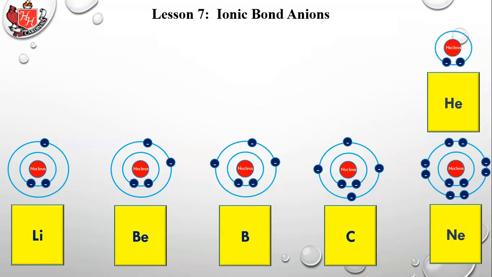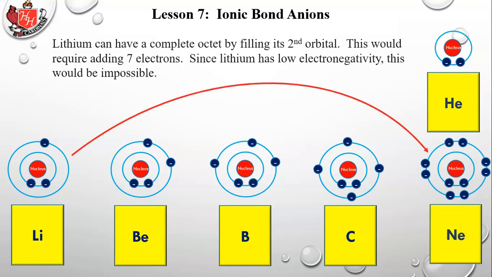So let's take a more detailed look at that and be sure we really have this concept understood. Lithium, which is way over on the far left side of the second period, second row, can have a complete octet by filling its second orbital. This would require adding 7 electrons. Since lithium has a low electronegativity, that is, it doesn't like to pull in electrons, this would be impossible.